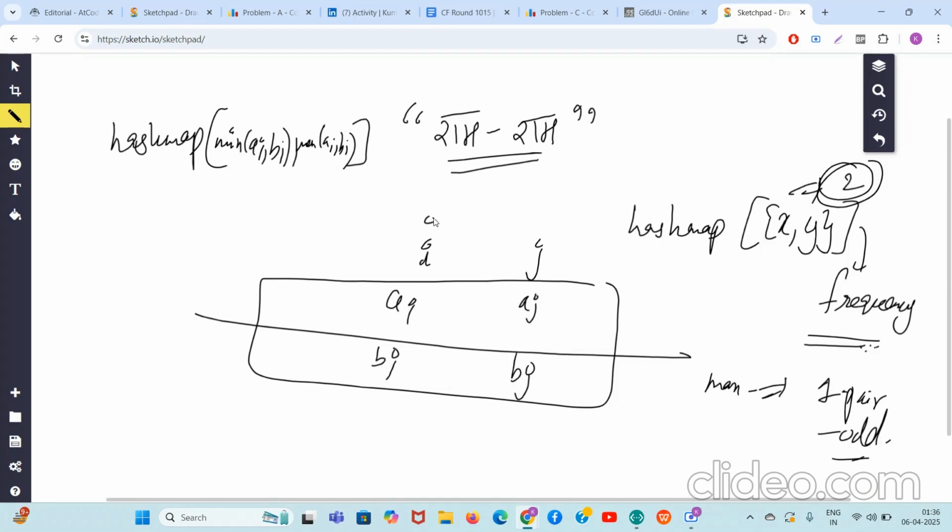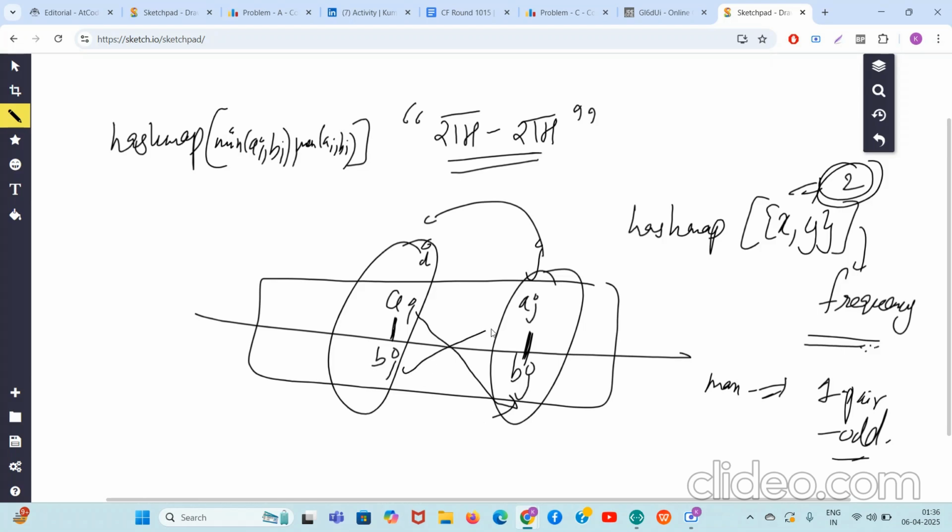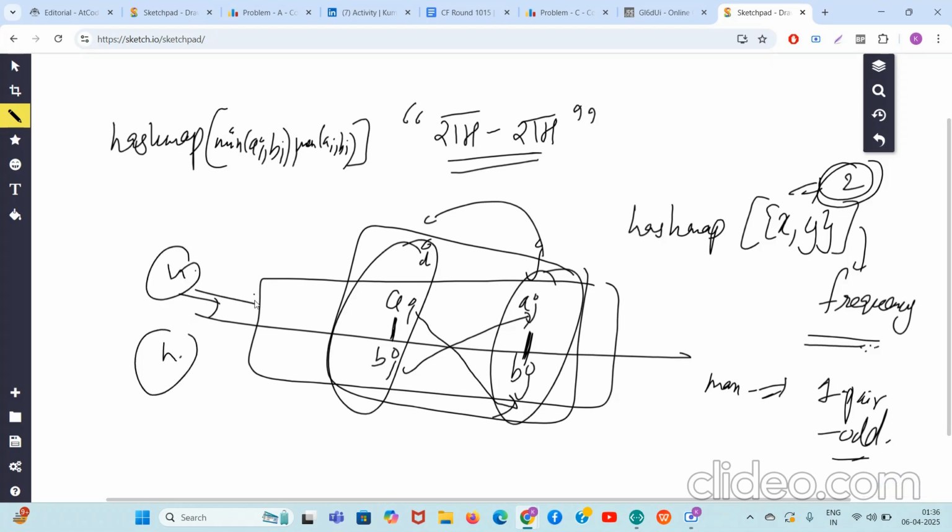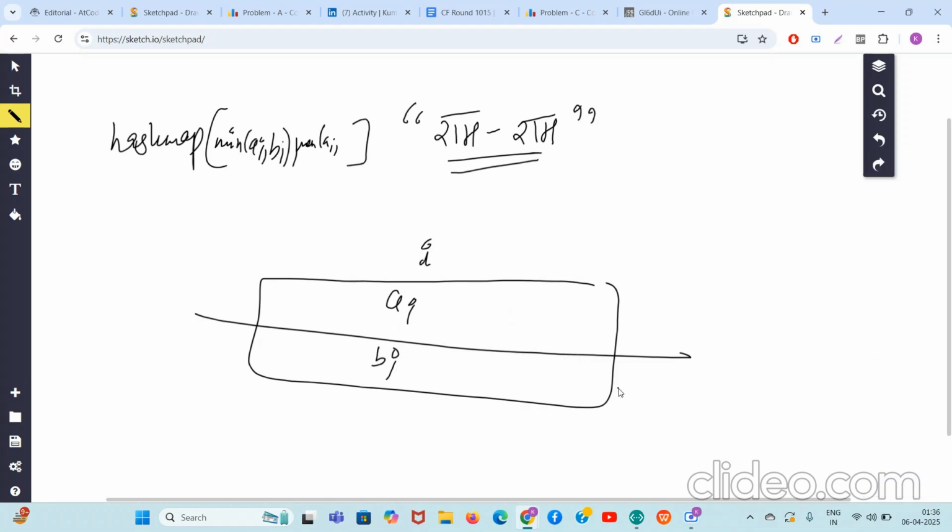if ai is bonded with bi and aj is bonded with bj, they both will be similar, upside down. This ai will be equal to bj and bi will be equal to aj. So only two such pairs can exist. More than that cannot exist if both are permutations of size n, because every number is coming one time only. Got it? I can show you a wrong case also where these things don't work out.